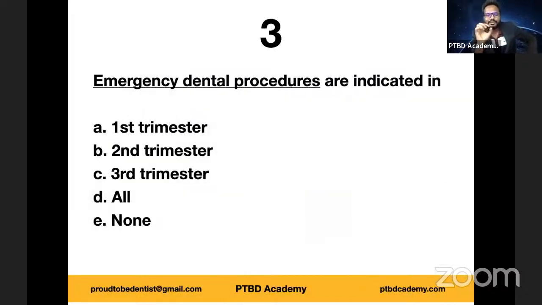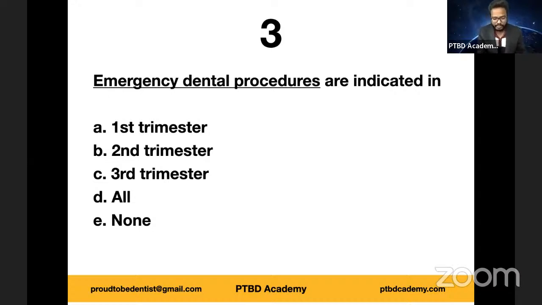Now let's move on to the next question, third question. Emergency dental procedures are indicated in, this is very, very important. Let's see how many of you are going to answer it right. Emergency dental procedures are indicated in first trimester, second trimester, third trimester, all of the above, none of the above. So what do you think?